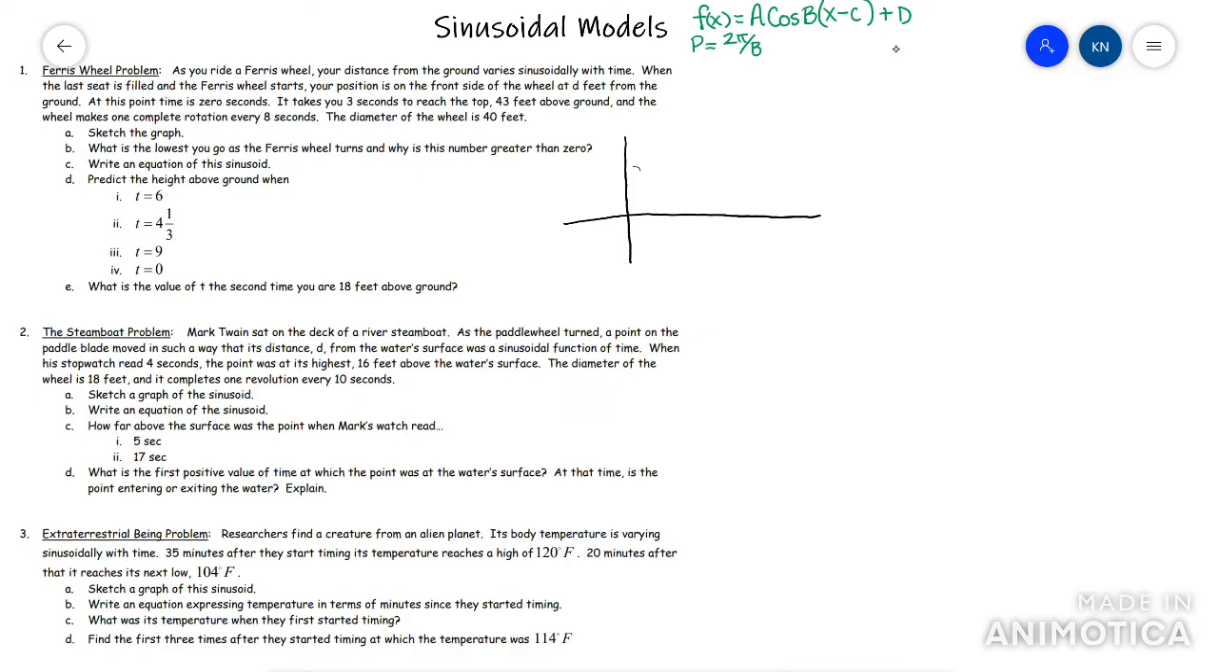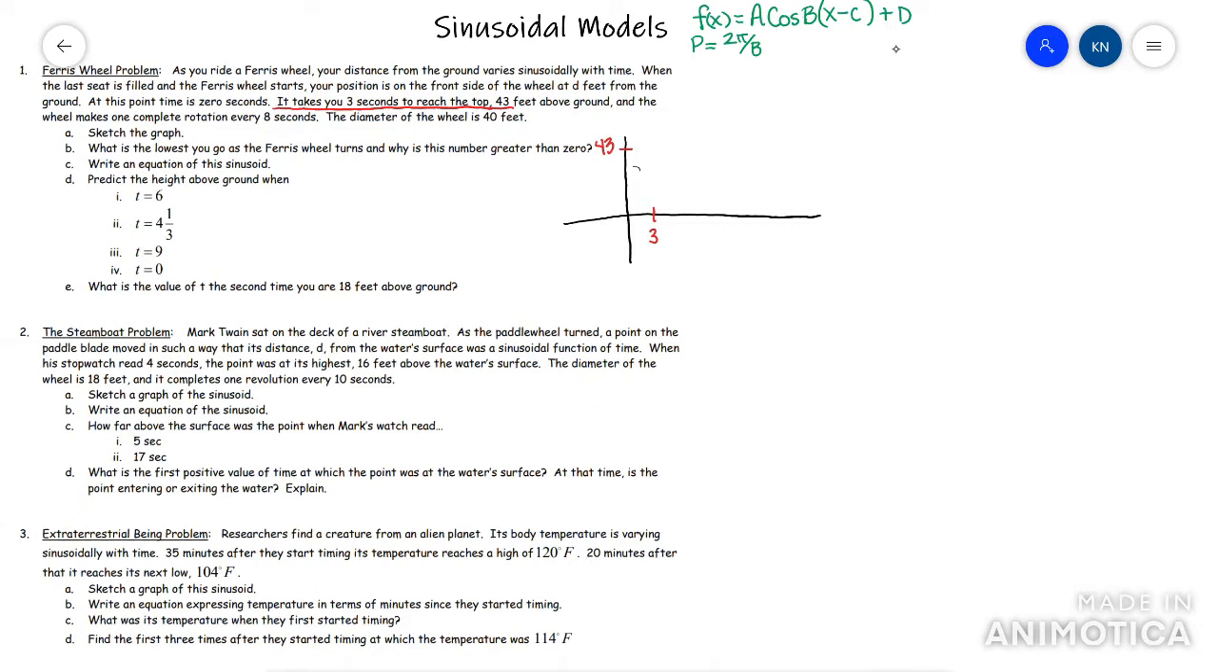First of all, you need to know that time is generally your x-axis, which means whatever else you're dealing with, like height, for example, would be your y-axis. And you also want to look for maximums and minimums. So like this first example, I don't even start seeing anything until I see it takes you 3 seconds to reach the top, 43 feet above the ground. That means at 3 seconds, I'm at the top, 43 feet above the ground.